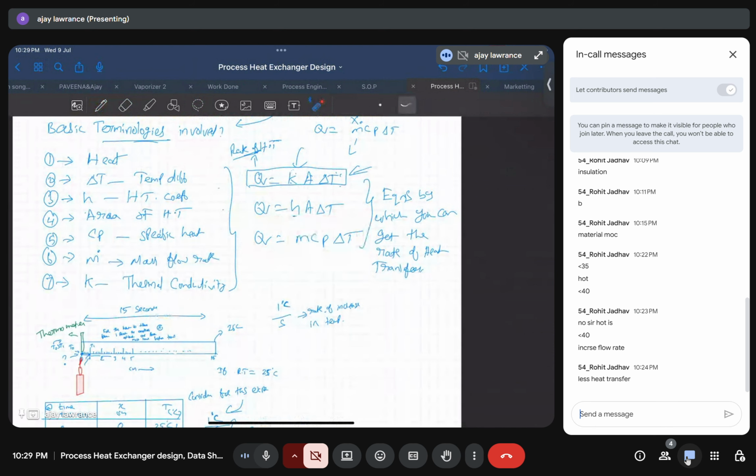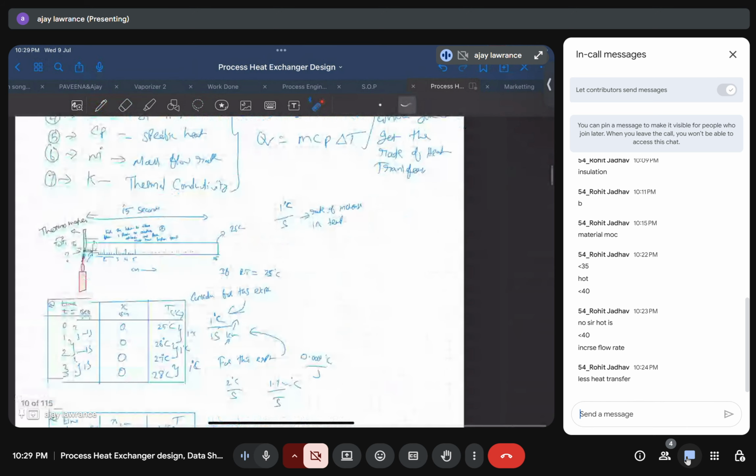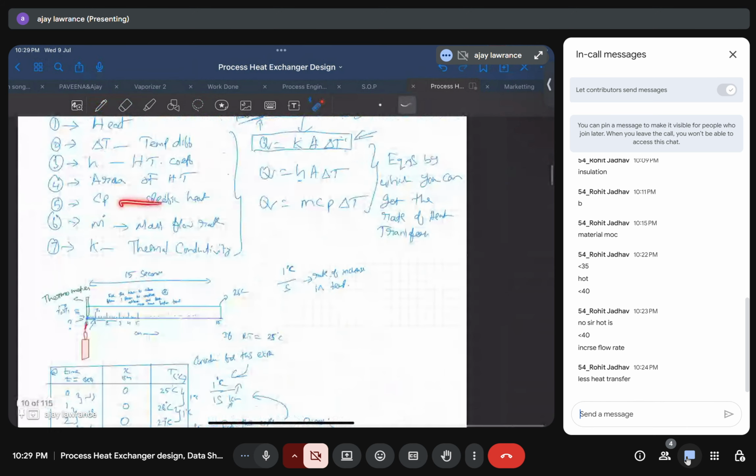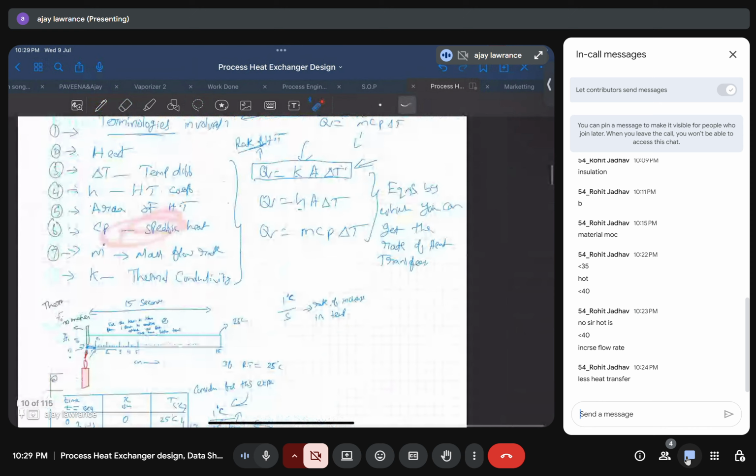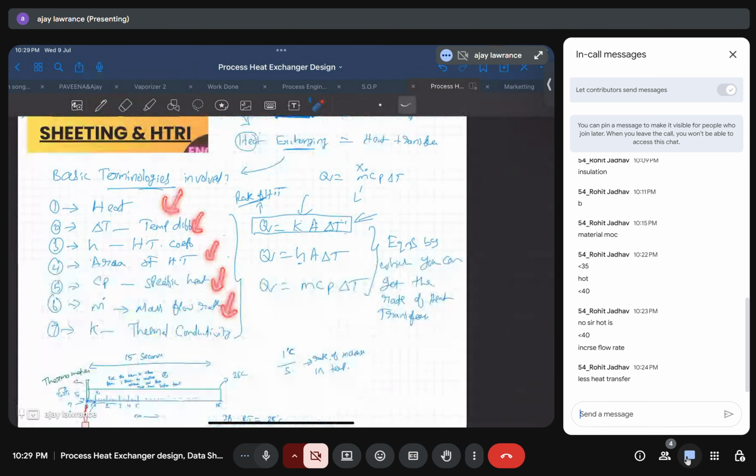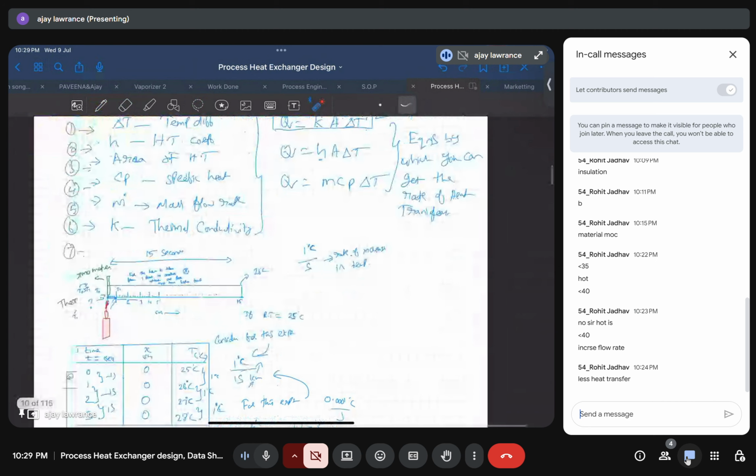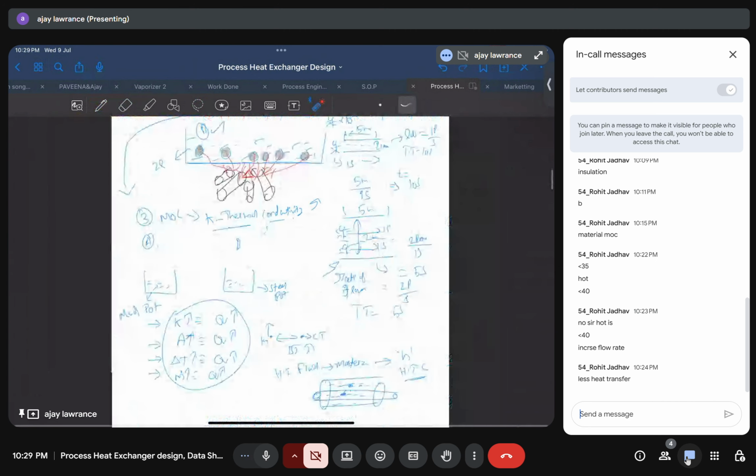Up to now everything is clear? Cp, we will see what Cp is. We'll see all the definitions here one by one. No issues. But up to this, everything is clear. See, Q and K are directly proportional: if K increases, Q increases. Similarly A, similarly delta T, similarly m. This is clear for everyone?